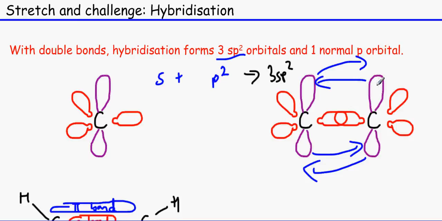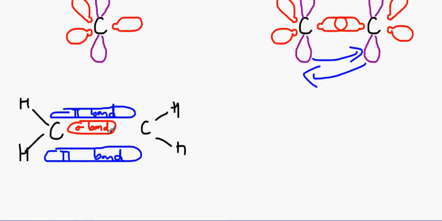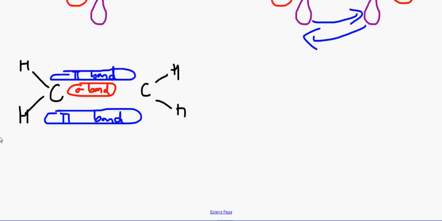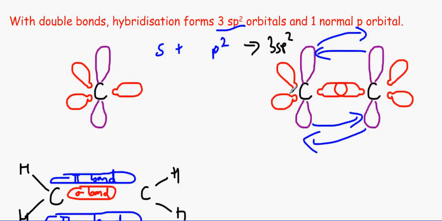Now triple bonds, by the way. One last thing before we finish. With triple bonds, hybridization forms 2 sp orbitals and 2 normal p orbitals, and then basically this process happens again to make the pi bonds and the sigma bonds. A suitable example for that would be ethyne. It depends how you would like to pronounce it, but I call it ethyne.